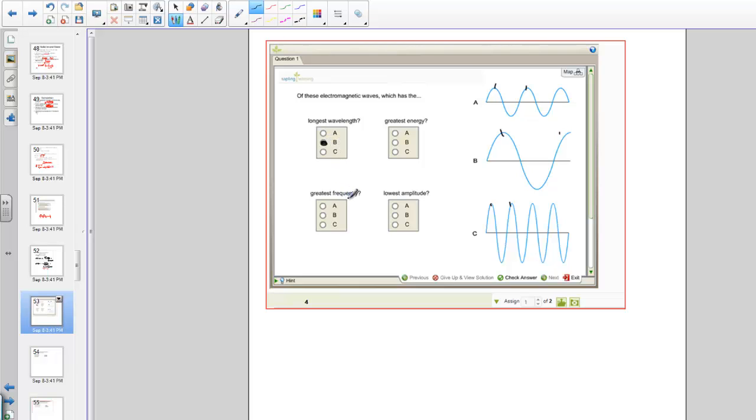I notice greatest frequency and greatest energy. They're the same question, aren't they? The greatest energy has the greatest frequency. So if I select a point, who's giving me the greatest number of waves oscillating through a specific point per second? And clearly that looks like choice C, the shortest wavelength.